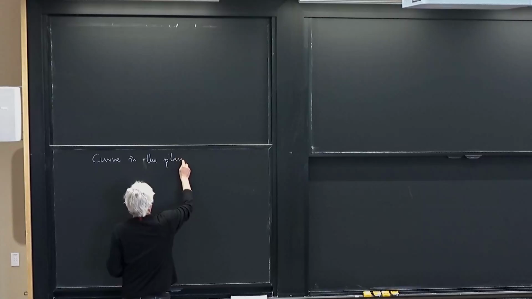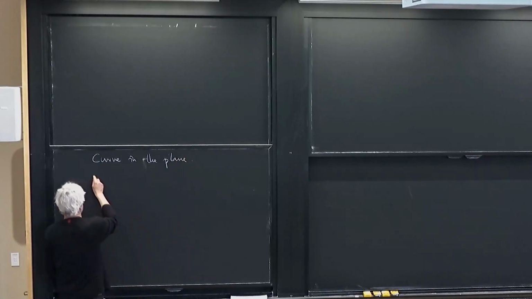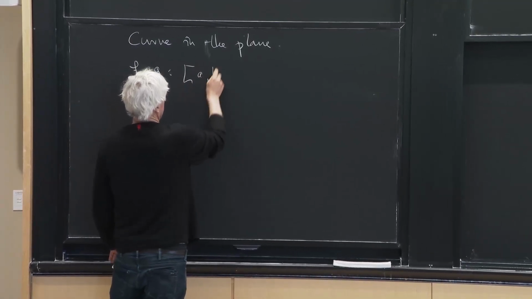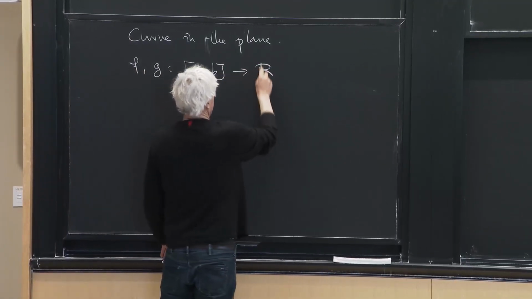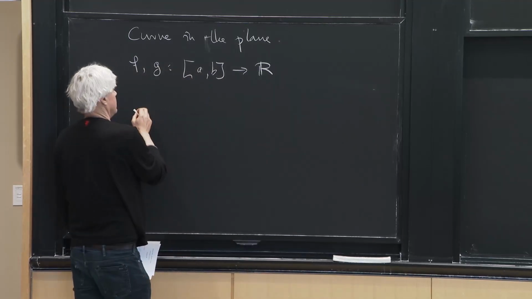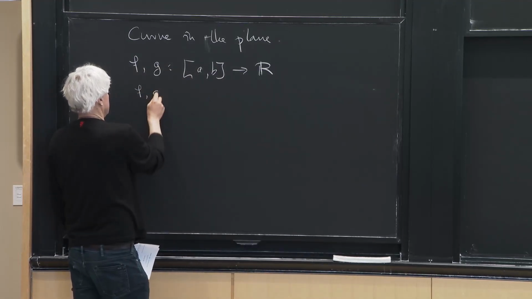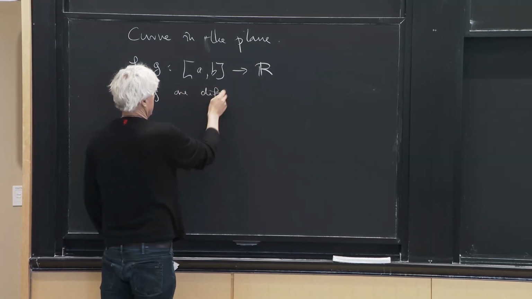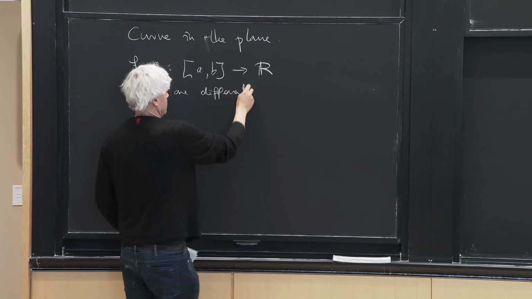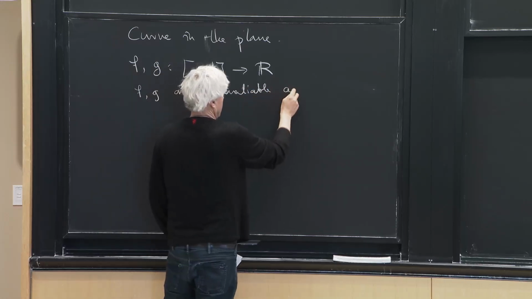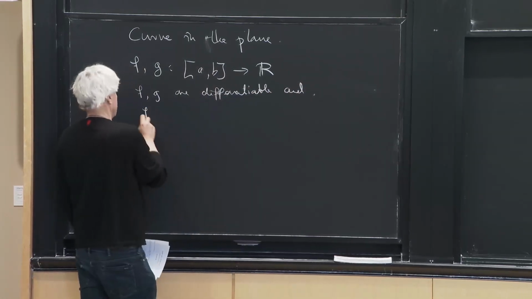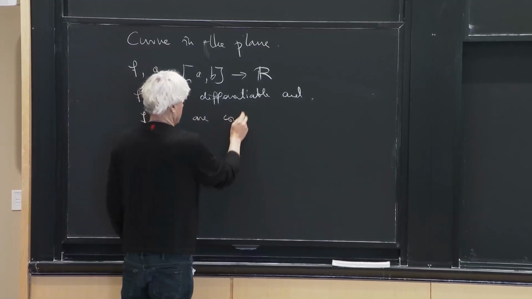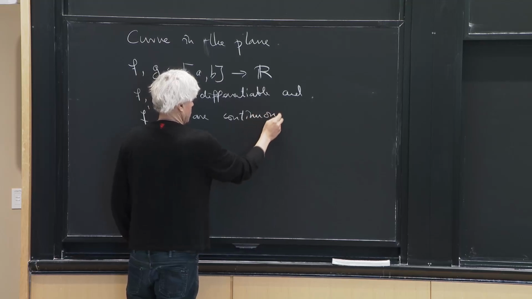So we have functions f and g on some interval, say from a to b into R, and I'm assuming that f and g are differentiable, and that the derivatives are continuous. Okay.